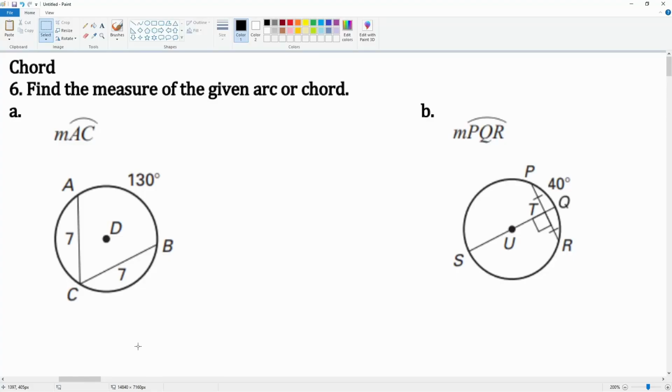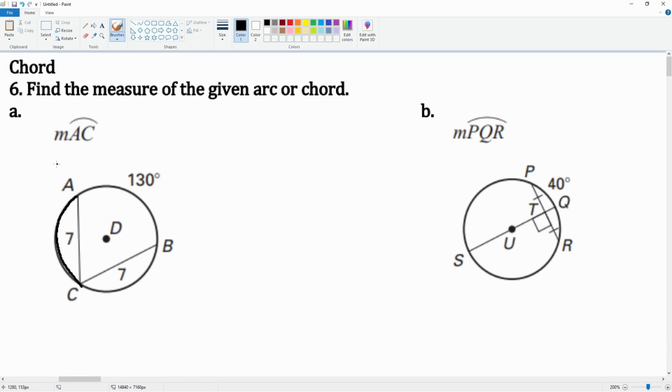Number 6, we're looking at chords. We're going to find the measurement of each given arc or chord. Here we're asked to find the measurement of arc AC. Arc AC is right here. We need to develop some equations here.